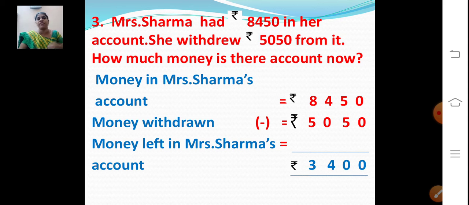If you are taking money from the bank, whether your money will be added or subtracted, we'll see now. She withdrew. How much money has she taken from the bank? How much money was she having first in the bank? 8,450. Withdrew means she has taken. How much money has she taken from the bank? 5,050. From that 8,450, she has taken 5,050 from the bank, right? How much money is there in the account now?